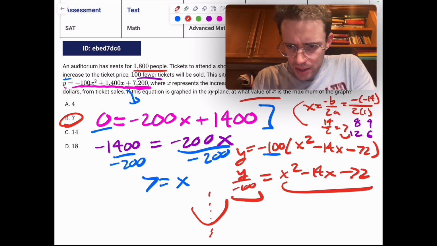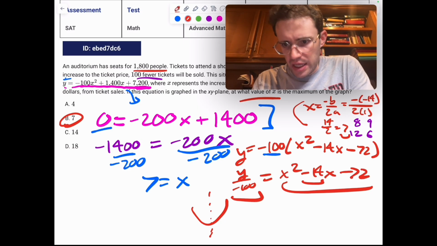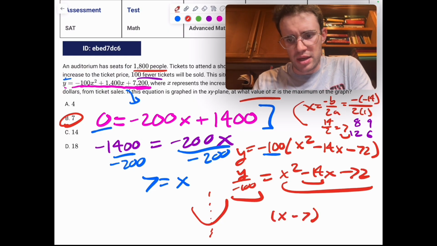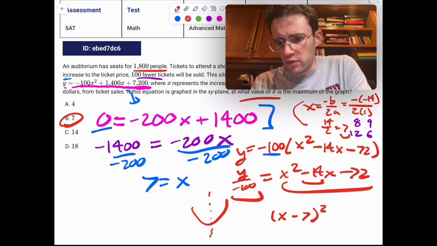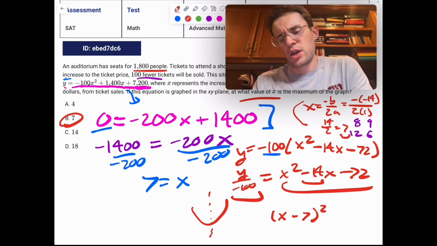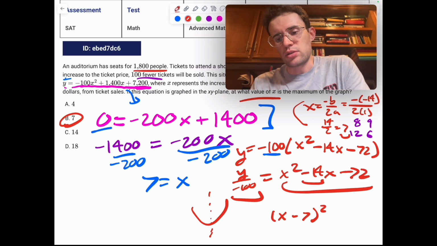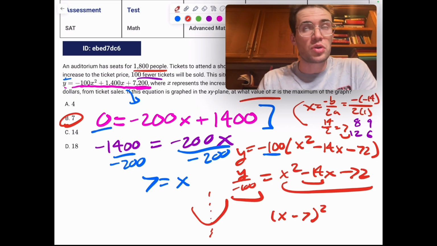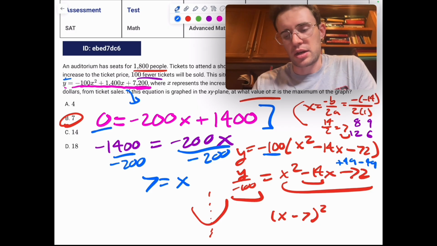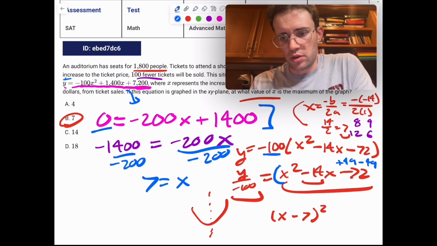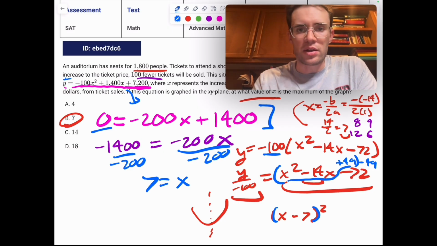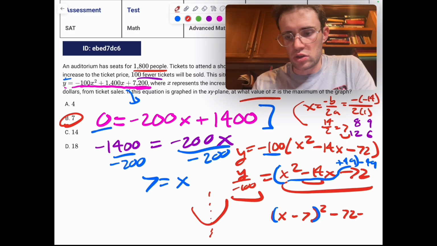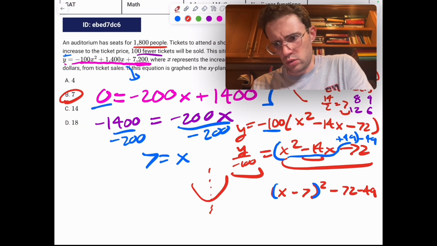But yeah, if we do this, you take half of the b value, so that'd be negative 7. So you want to make it x minus 7 squared, which should give you positive 49, negative 7 times negative 7. So you'd have to think, all right, what do you have to add to positive 49 to get negative 72? So you could add 49 and subtract 49, because it's like adding 0. So this whole thing is what becomes the x minus 7 squared, the x squared minus 14x plus 49. And then you still have on the outside negative 72 minus 49, which would ultimately give you negative 121.